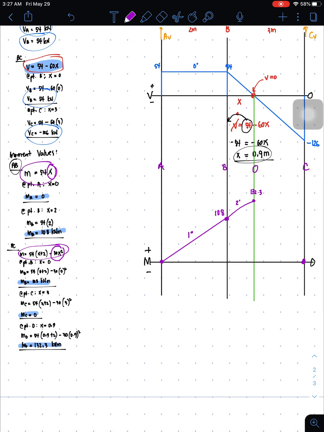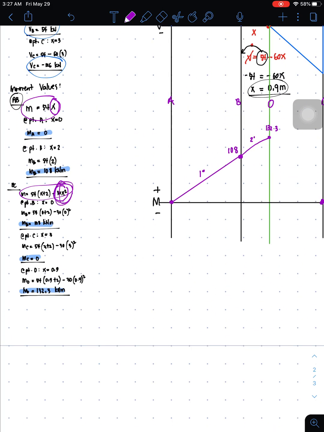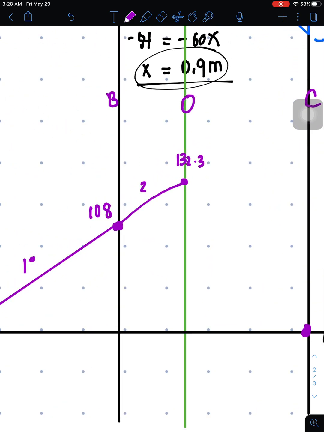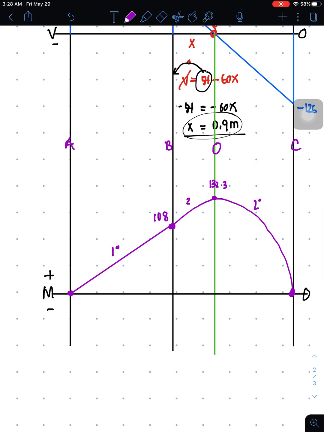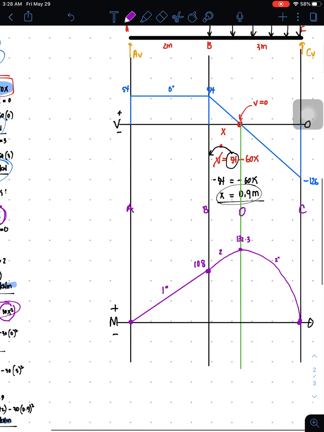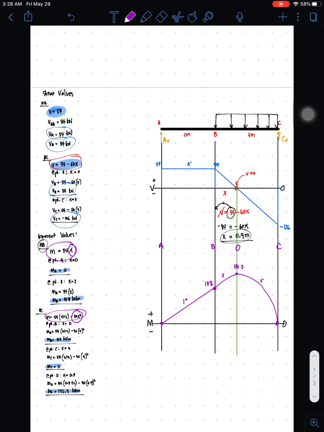And for the third one, from this 132 and point O or point D or C, so mo gihapon nga segment the same 30x squared, so it's a second degree line. So all you have to do is make a curve. And this is at second degree. There. This is our shear and moment diagram.